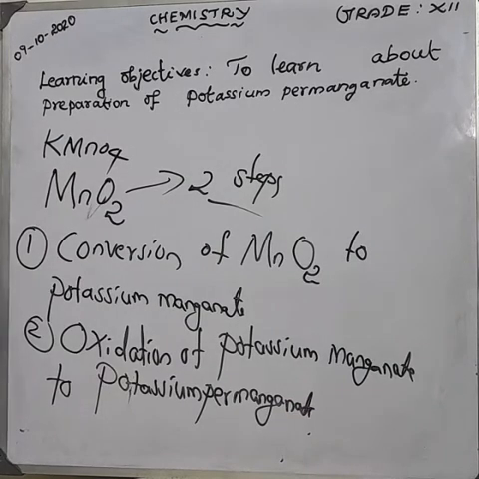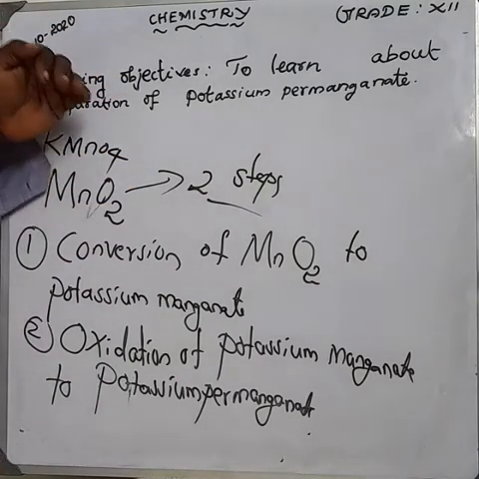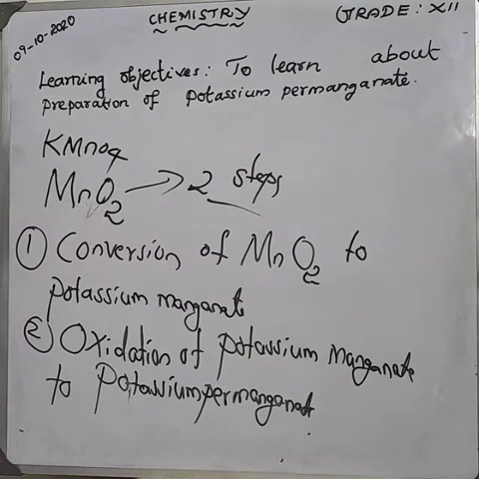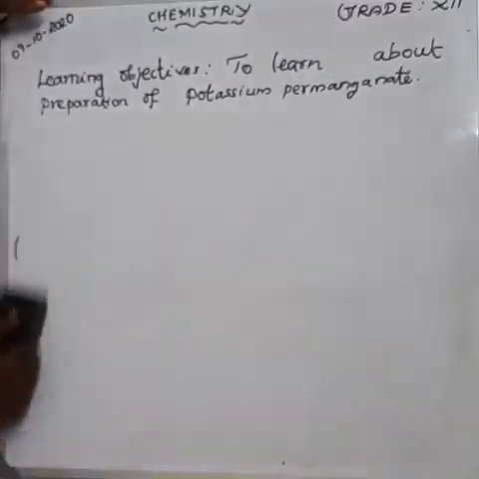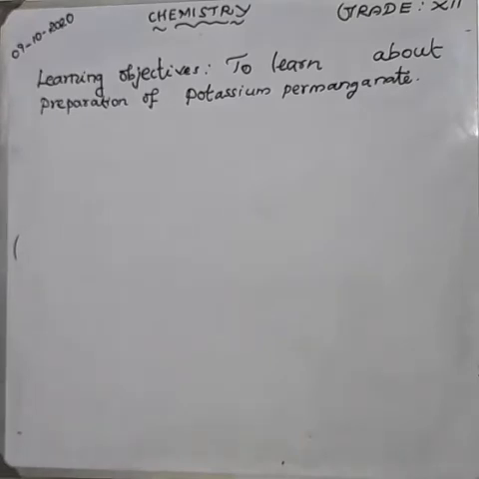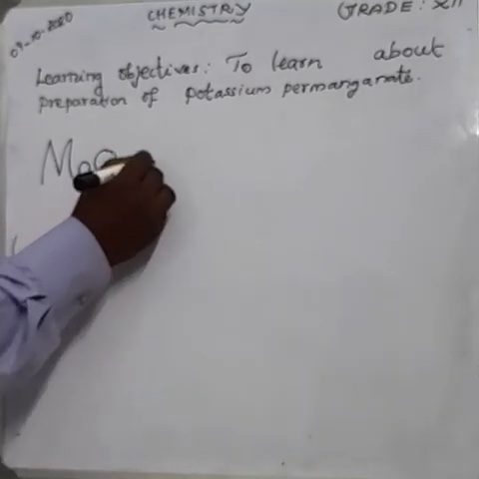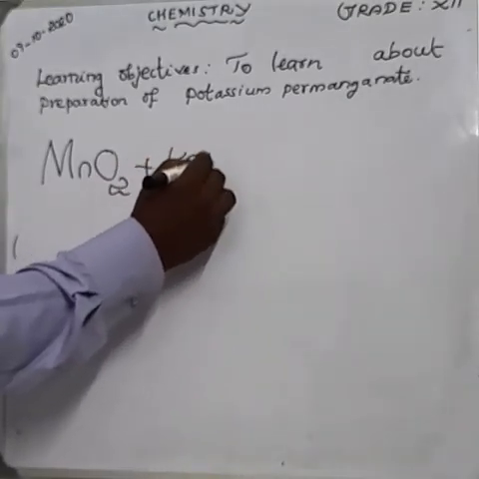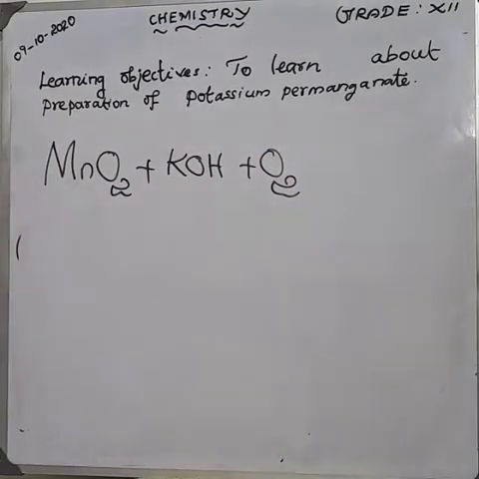The first one is that the powdered ore is fused with potassium hydroxide in the presence of air. Which ore is powdered? Pyrolusite, that is MnO2 ore is powdered. Clear? The powdered MnO2 is fused with KOH in the presence of air.